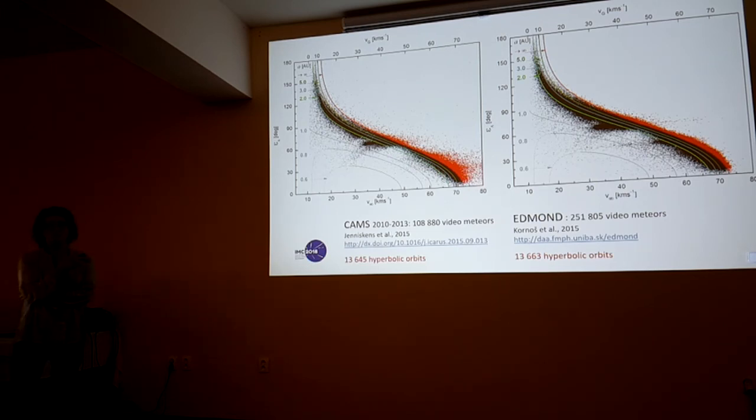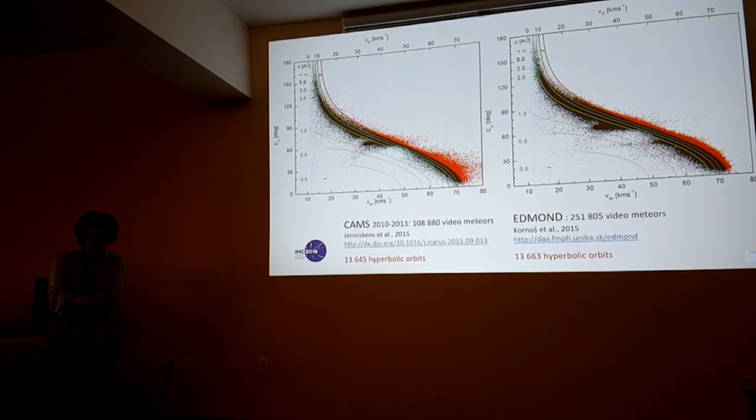So the result is that the measurement errors create an artificial population of meteoroids on one hand, and on the other hand, the real hyperbolic meteors or interstellar meteors are hidden within the error bars, and we cannot identify them. So this was the one part, one kind of orbits I wanted to talk about, and now I am coming to another part.